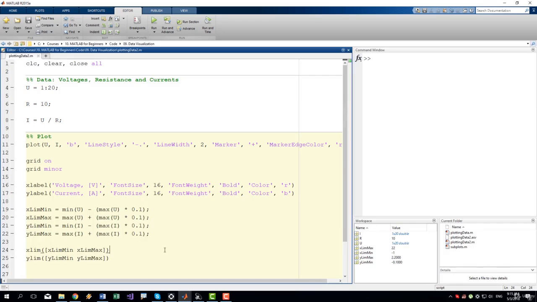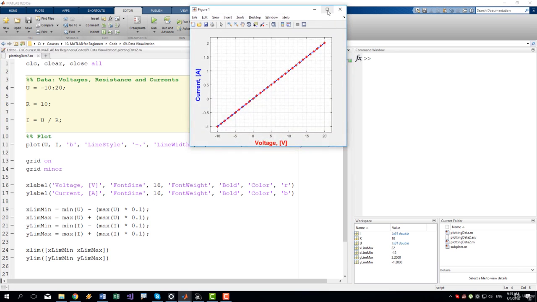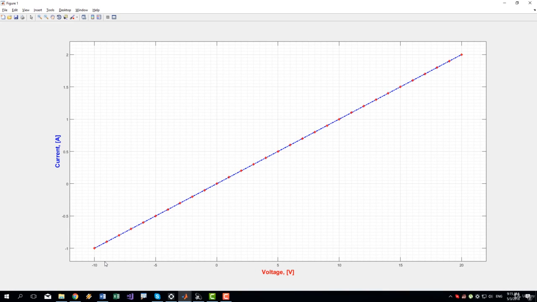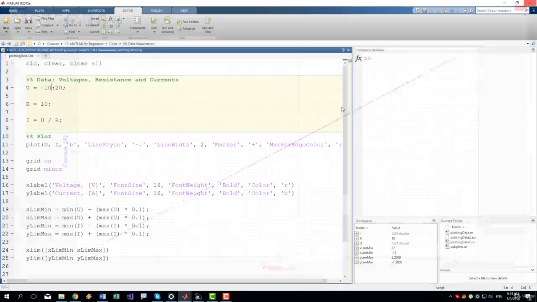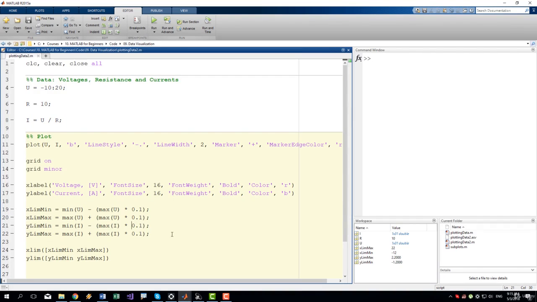Now, why is this helpful? This is helpful because if I now change my voltage from minus 10 to 20, we get a lot more values, but you can see that our graph limits were correctly recalculated, and now our minimum axis starts from -10, and we have a little bit of excess to the left of the -10, and the same goes on the other side of our graph. The same goes for the y limits as well. That way, all of our limits are automatically recalculated for any size of graphs.